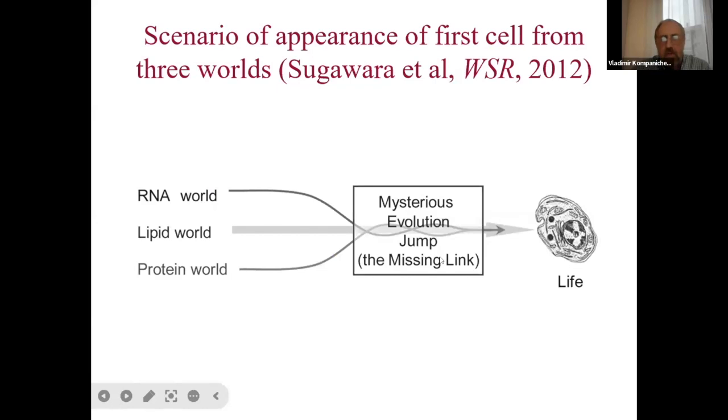There exists a gap between prebiotic models, which are non-living systems, and the simplest living cells, that was demonstrated in this picture by the same Japanese scientists. On the left, main types of prebiotic models, on the right, living cells, and between them, a mysterious evolutionary jump or the missing link. And how could this missing link be overcome by prebiotic models on the way to life?